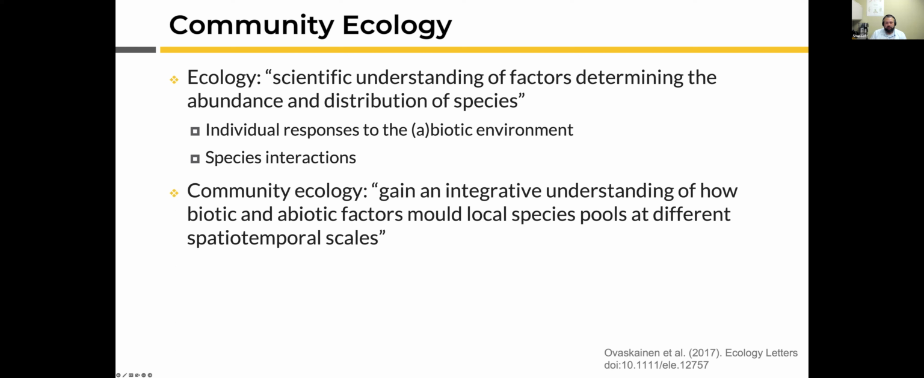So, why are we doing any of this? This course is titled Microbiome Informatics, but the microbiome part is, of course, where we start, right? And so we study the microbiome in an ecological framework. And so community ecology then is, as has been defined, to gain an integrative understanding of how biotic and abiotic factors mold local species pools at different spatiotemporal scales.